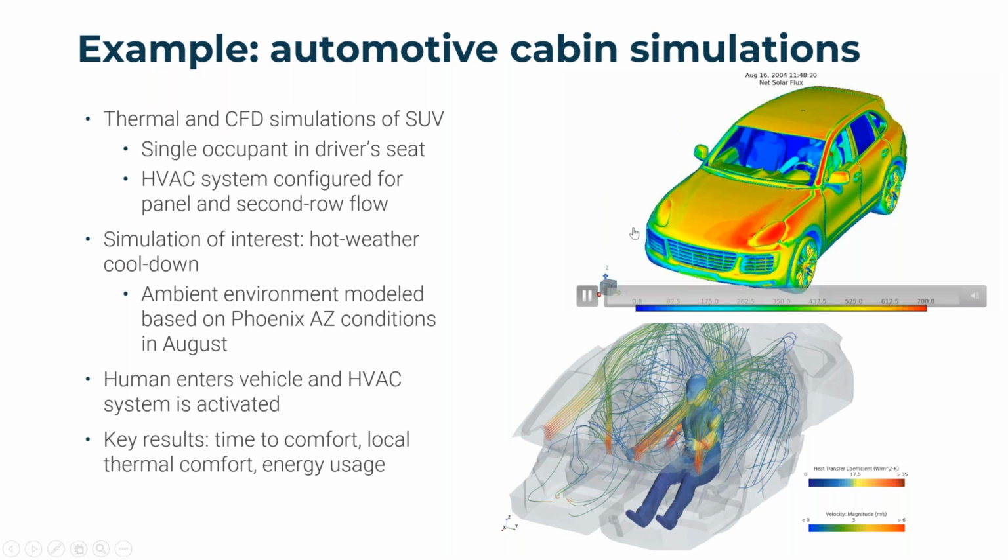The top image here is actually an animation of the solar fluxes absorbed by the vehicle over the half-hour cool down period we're going to look at. So our scenario is that the human enters that vehicle with the vehicle at an elevated temperature. We turn on the HVAC system at the same time. And then during the cool down, we're looking at key results of time to comfort and local thermal comfort effects on different body segments, and then also the energy usage of the HVAC system.